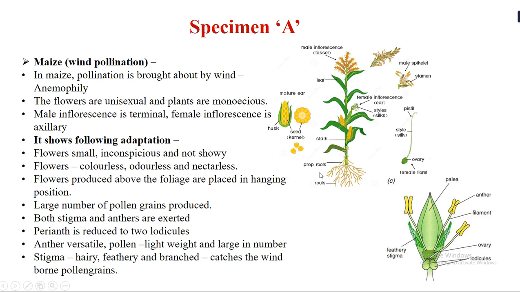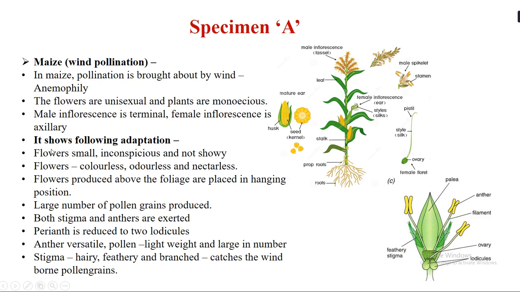Now over here in this picture you can see that the male inflorescence is terminal. You can see this is the male inflorescence on the terminal end, whereas the female inflorescence is axillary. So here this is the female inflorescence which is axillary. Now for wind pollination, this particular plant, maize, has undergone some adaptations.